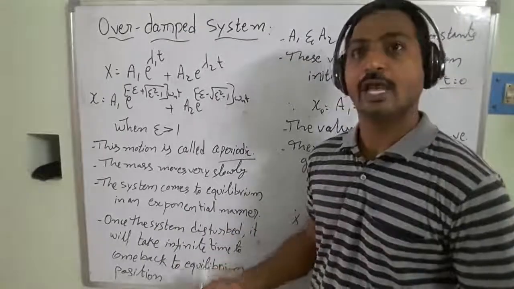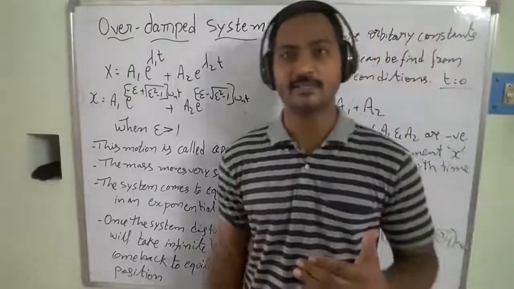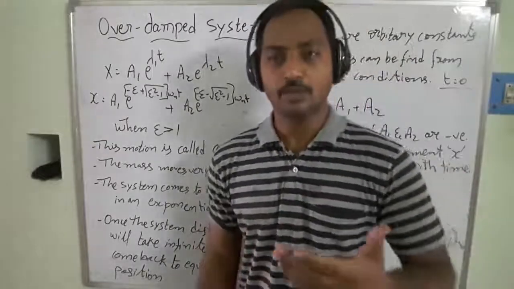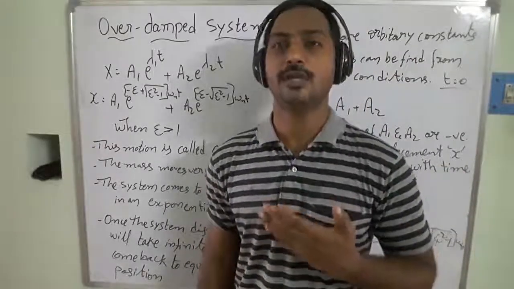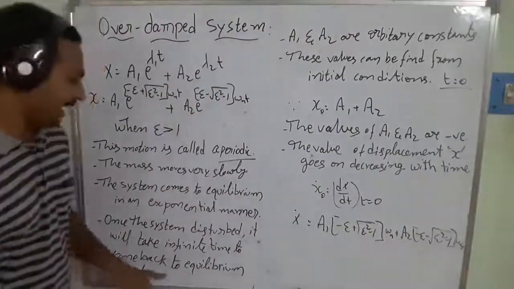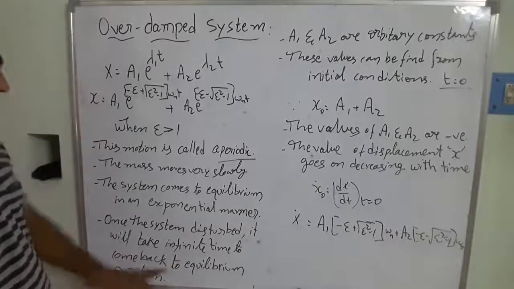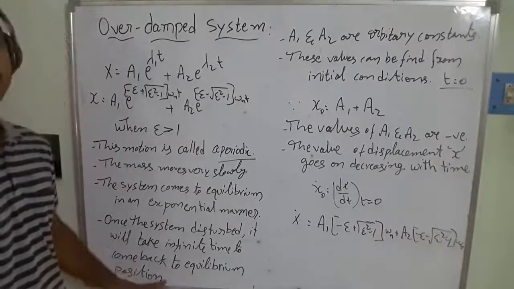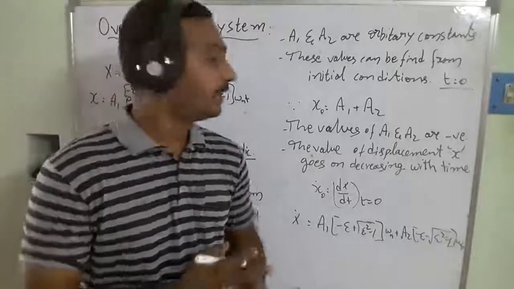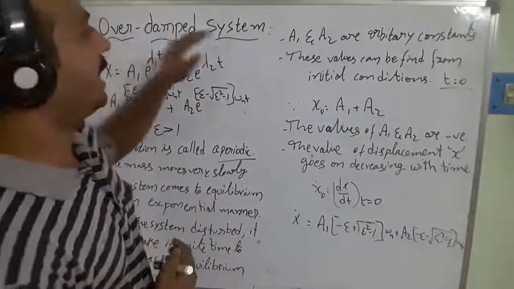If any excitation comes to that system to vibrate, then to come back to its mean equilibrium position the system will take a lot of time, theoretically infinite time. So that's why we say this is an over-damped system.